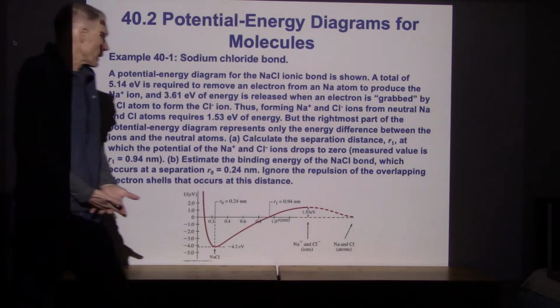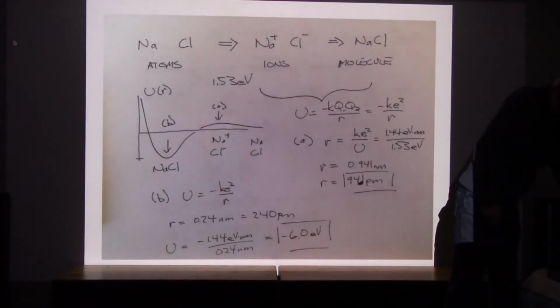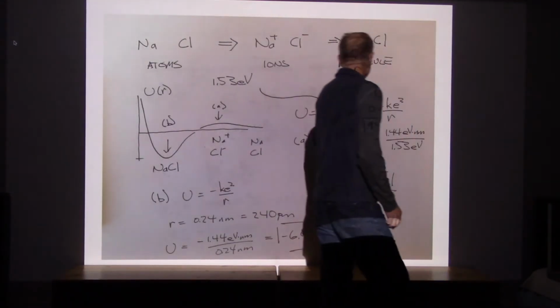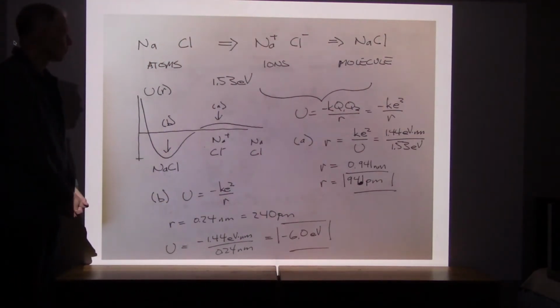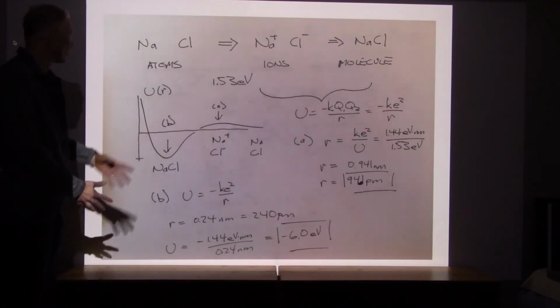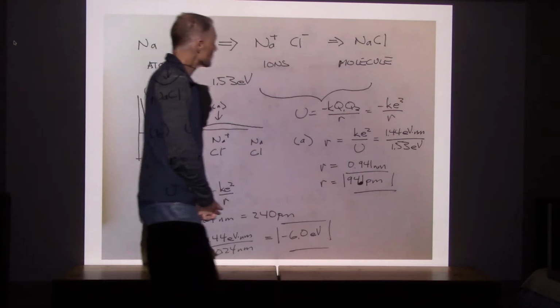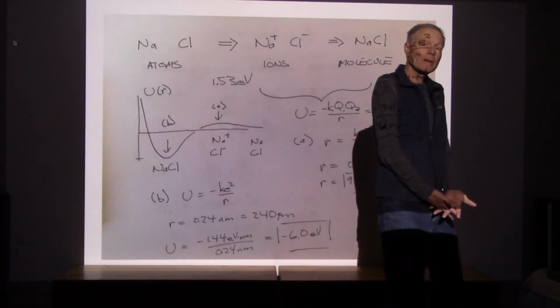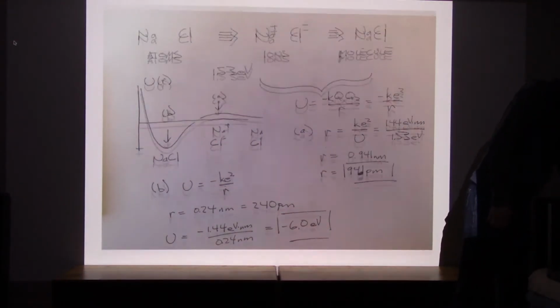So in any case, using these formulas where we say U is equal to Ke squared over R is a pretty simple model. I always feel like, again, chemical bonding is more complicated than just working from that, but it's something that gives us a reasonable order of magnitude calculation.